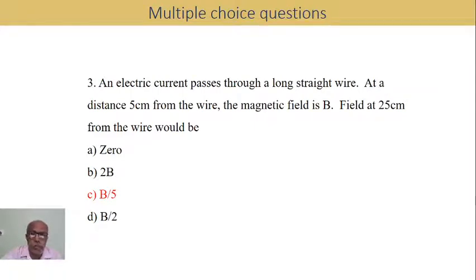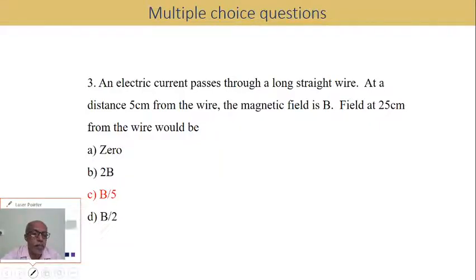Coming to the third question, an electric current passes through a long straight wire. At a distance 5 cm from the wire, the magnetic field is B. Field at 25 cm from the wire would be, right? Field at a distance 5 cm from the wire is given as equal to B, and it is required to find the field at a distance 25 cm from the wire.